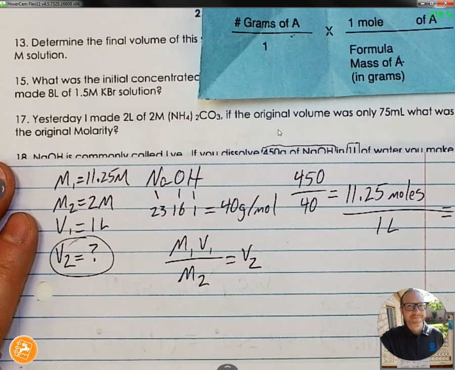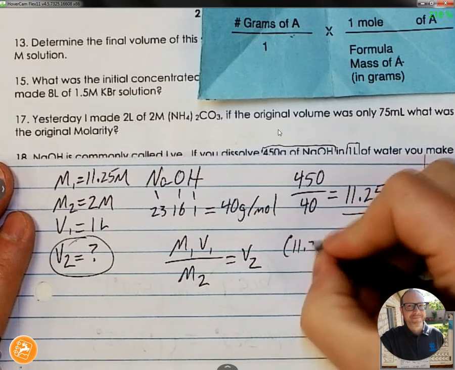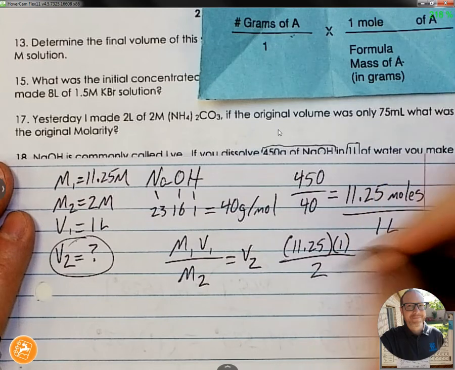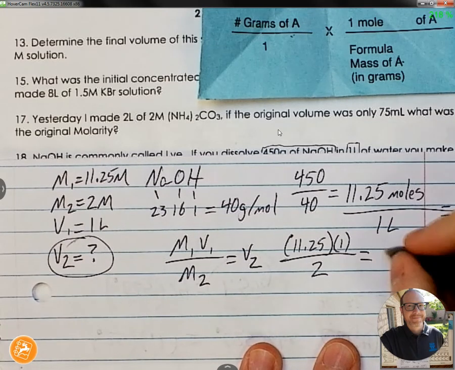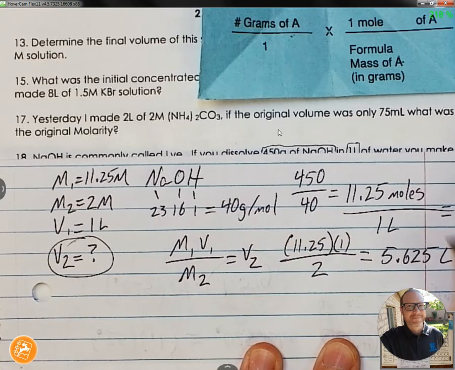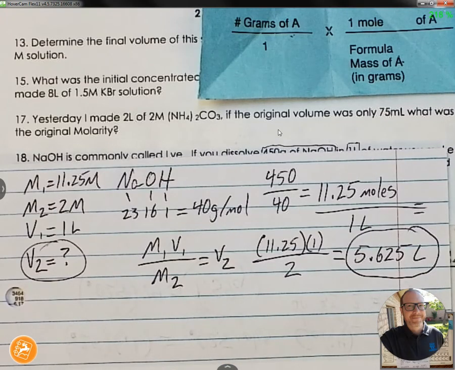Okay. And we can plug our stuff in. So that's going to be 11.25 times 1 divided by 2. 11.25 over 2. I get 5.625. And since we're looking for volume, that's going to be 5.625 liters. Okay? So again, that is about as tricky as it's going to get.